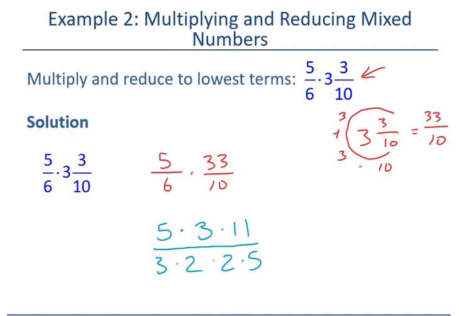Well, now I can start reducing things out. Notice I've got a 5 and a 5. I've got a 3 and a 3. Well, then what's going to be left here? I've got 11 on top, and then I have a 4 on the bottom.